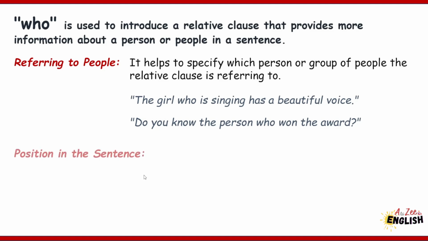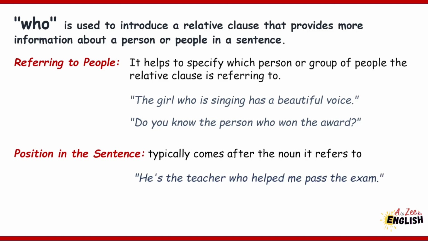Next rule is position in the sentence. It typically comes after the noun it refers to. For example, she is the teacher who helped me pass the exam. So, the word who is used after the noun it refers to. In this sentence, teacher is the noun it refers to. I have a friend who lives in New York. Friend is the noun in the sentence.